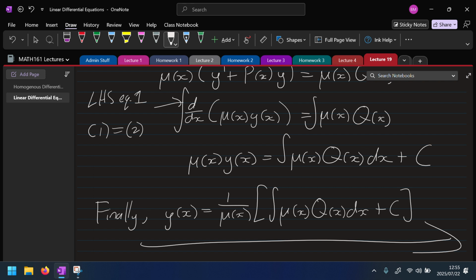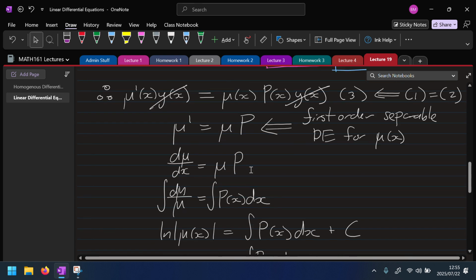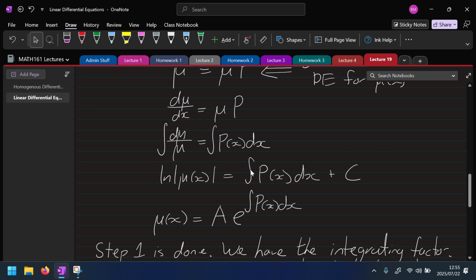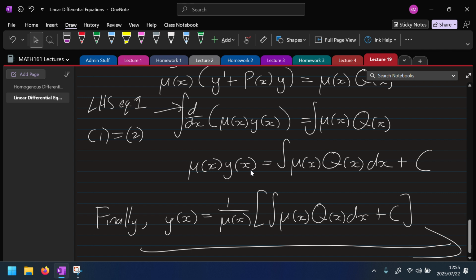So given any first order linear differential equation, we can find an integrating factor. That's this mu. And once we have the integrating factor, that's the solution. So inside the integrating factor, we've got that p of x there, and we've got q of x inside there. And that gives us our solution, y of x.